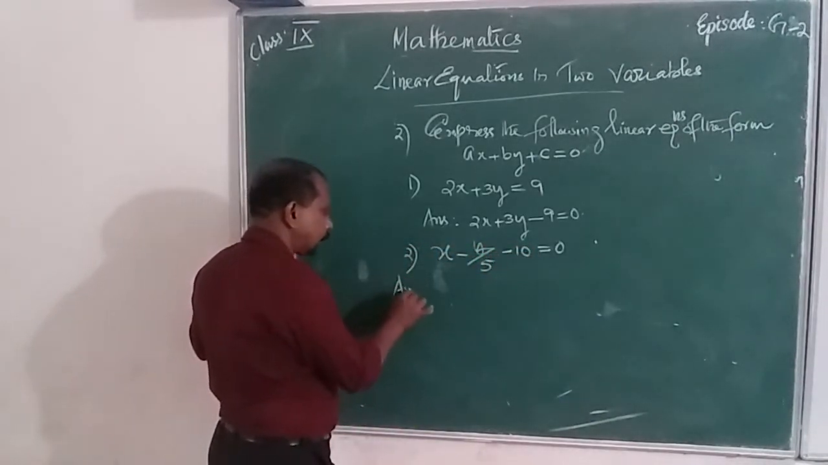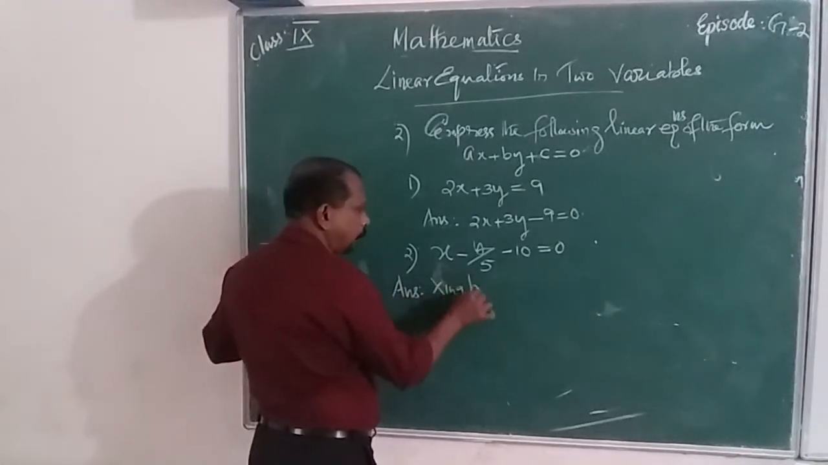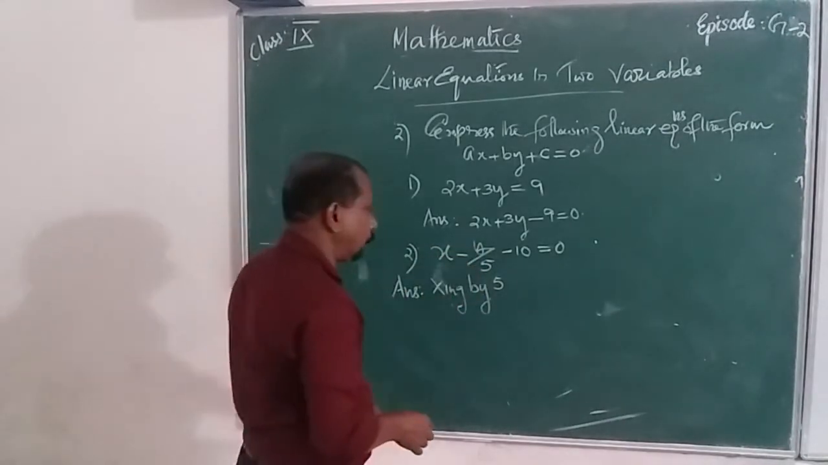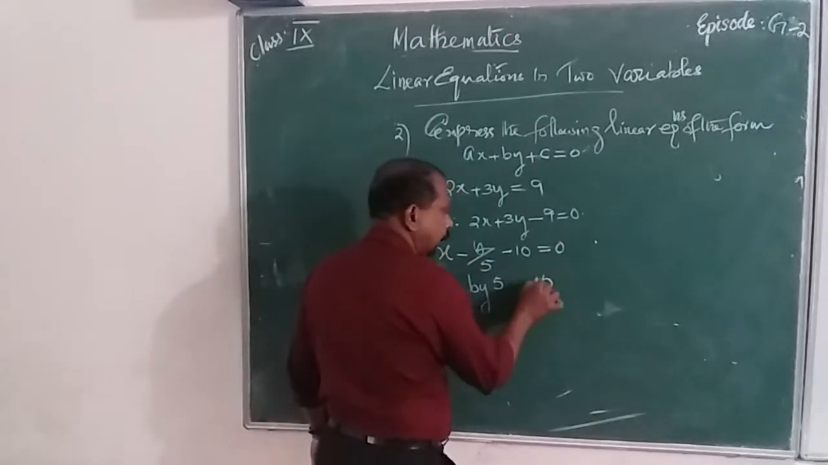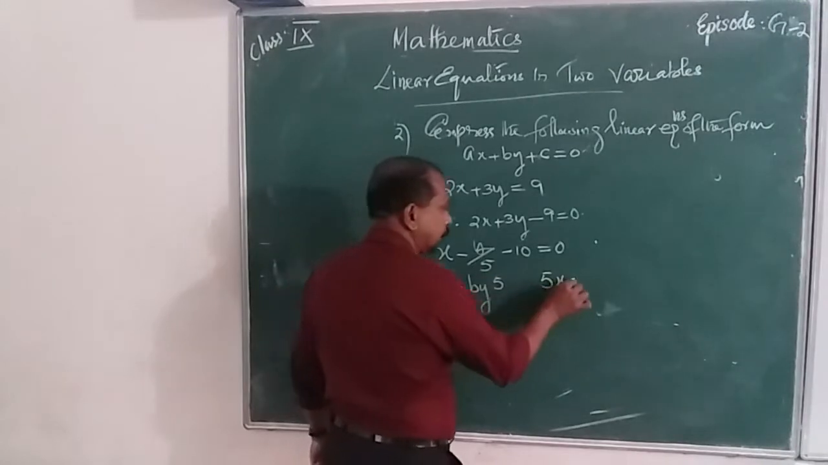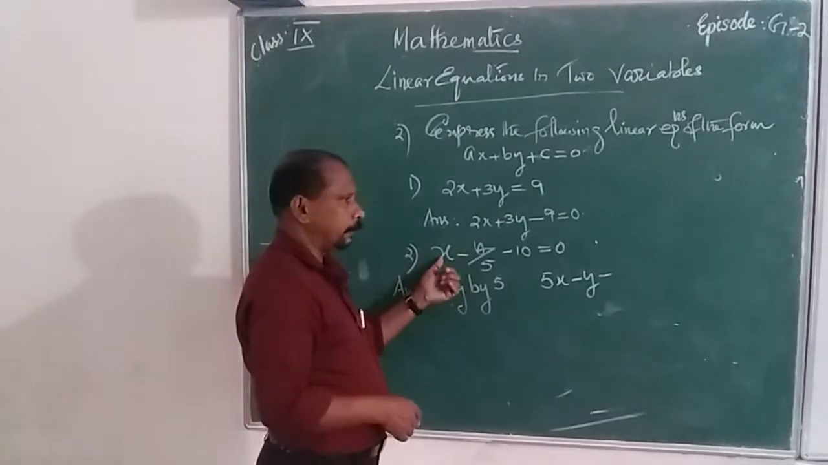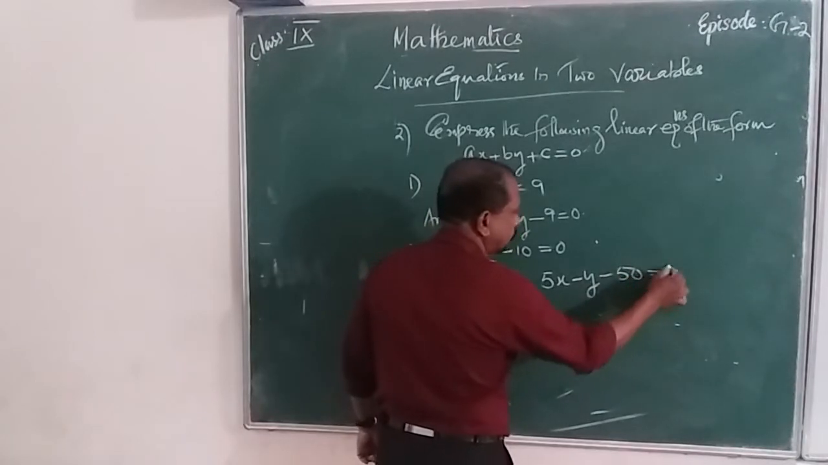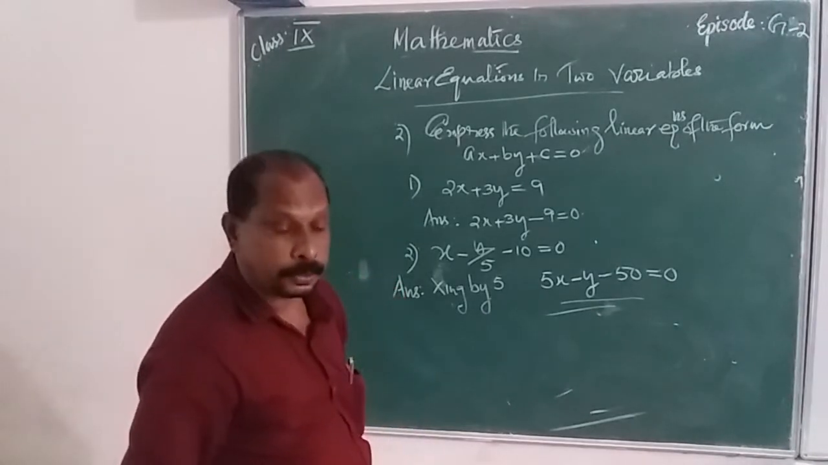Multiplying by 5, because the denominator of y is 5. Multiplying by 5, the 5 and 5 cancel. Therefore, we get 5x, the 5 cancels, minus y. Multiply by 5, we get 5x minus y minus 50, is equal to 0. That is the solution, that is the general form of the linear equation.